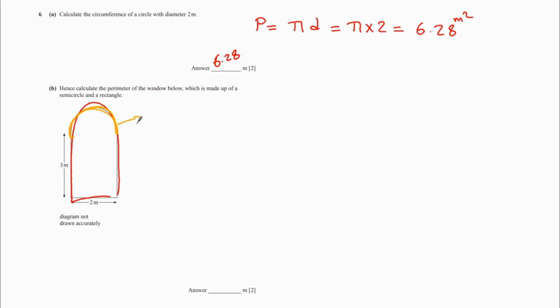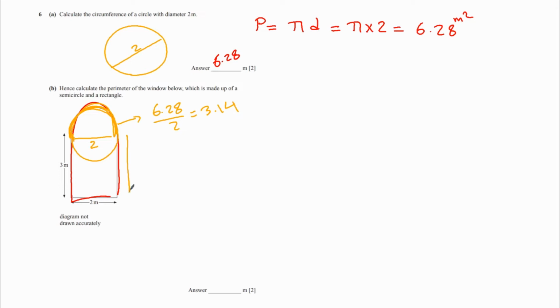So the length of that half a circle would be, because circumference is for the whole circle, 6.28 divided by 2 from part A of this question, which is basically 3.14. As you can see, the diameter of this is 2, which would create the same circle as we had in part A, a circle of diameter 2. So we just need to get the answer from part A and halve it to find this section.